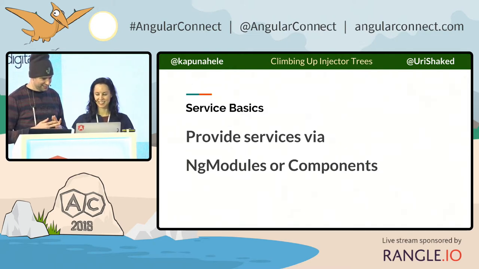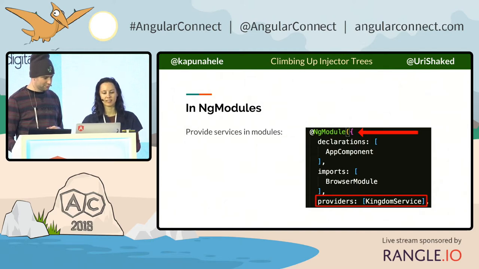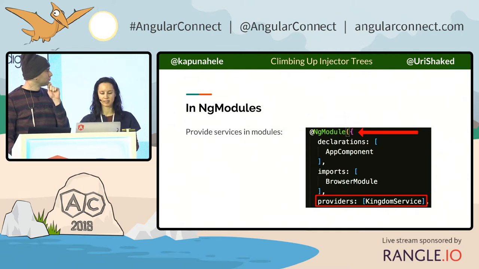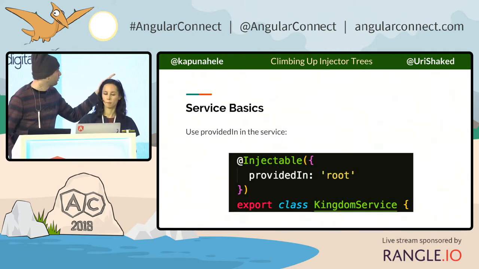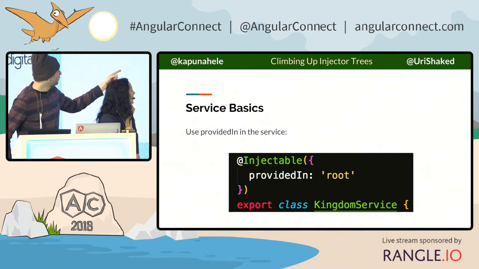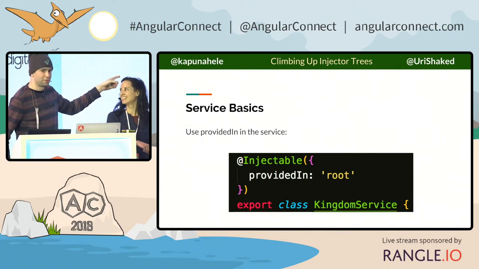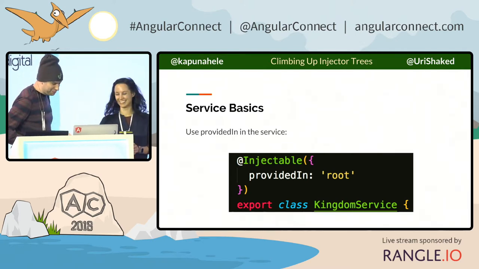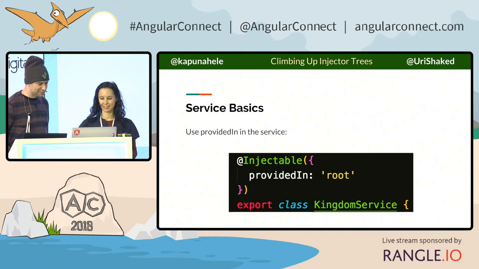All right, so let's take a look at this. You can provide your services and modules in the NgModule decorator using the providers array, and here we've provided a kingdom service. Right, that's what they do. And wait a second. I recognize this. The providedIn was something new in Angular 6, right? Yes. But I still don't use it in my app. Am I the only one? I guess so.